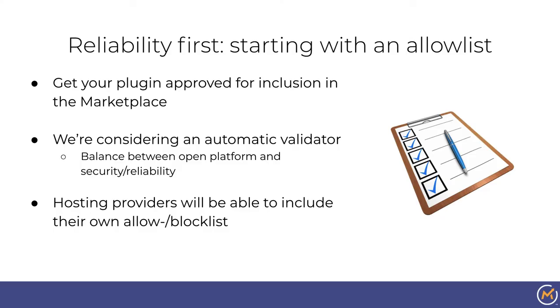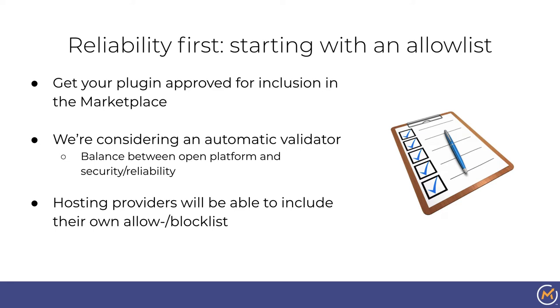Now, what does an allow list mean? It's basically a list of plugins that we know work with Mautic, especially with Mautic 4. Some of the plugins that are out there in the open are not compatible with Mautic 4 yet. So that will be the first step to really ensure that we launch something that is stable, as stable as we can get it for a first version.